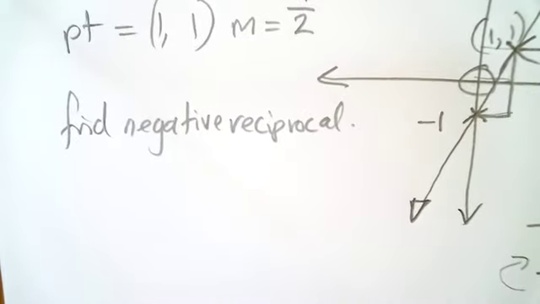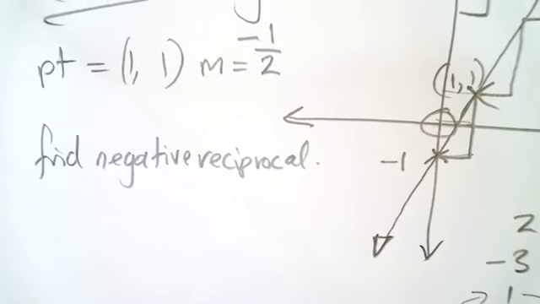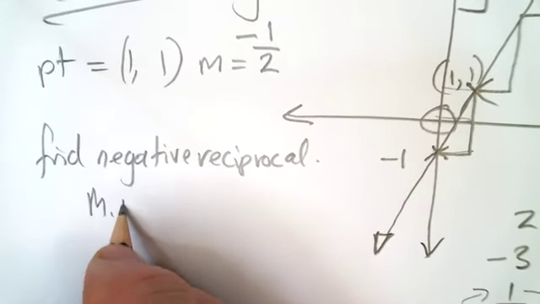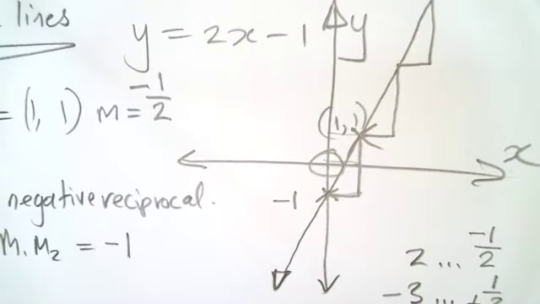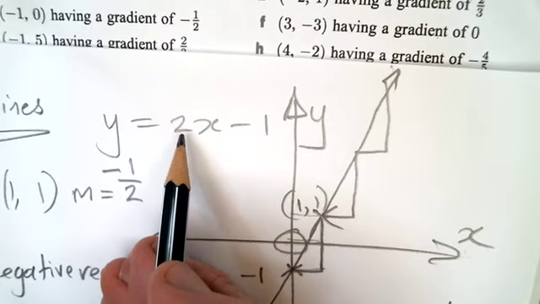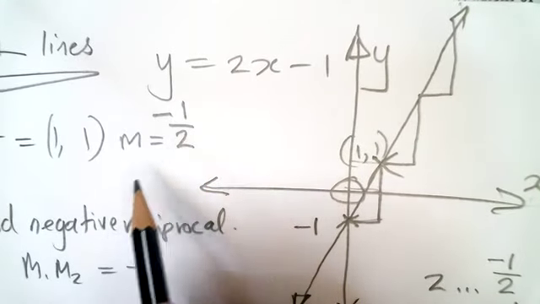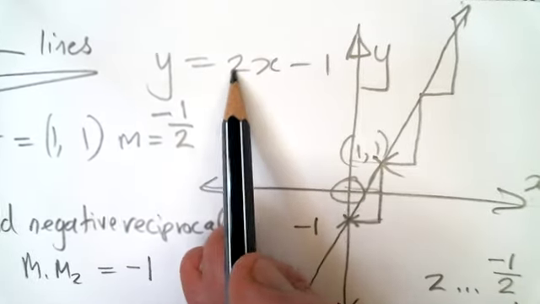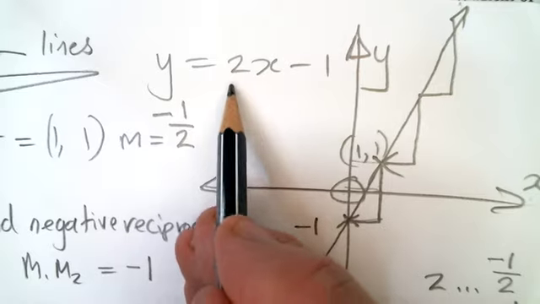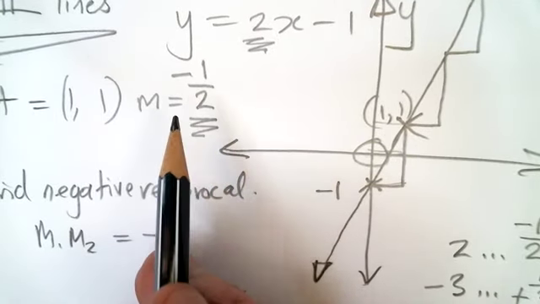Now, the proof of all this is, if we take the two gradients and multiply m1 times m2, they must equal negative 1. The gradient of this one here is 2. We're saying the gradient of this one must be negative a half. If one is at right angles to the other, then 2 times negative a half, that gradient there times this gradient here, the negative reciprocal, must equal negative 1.